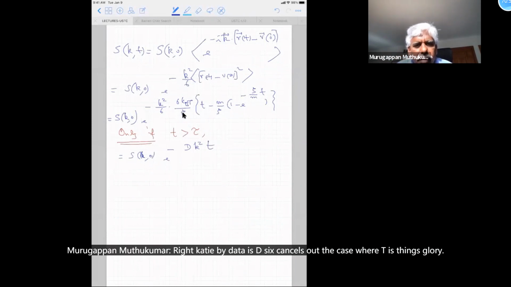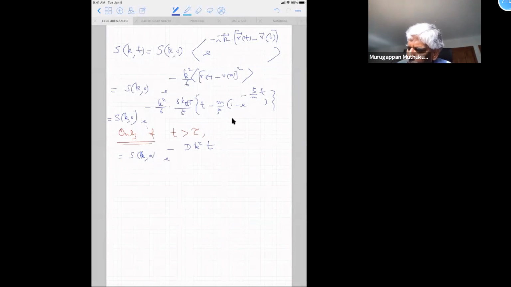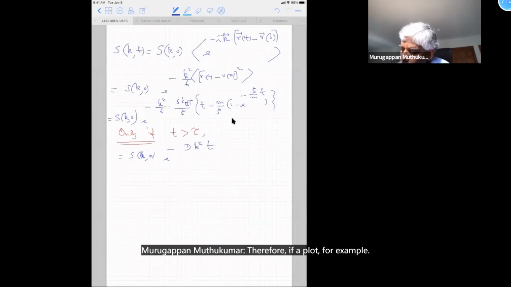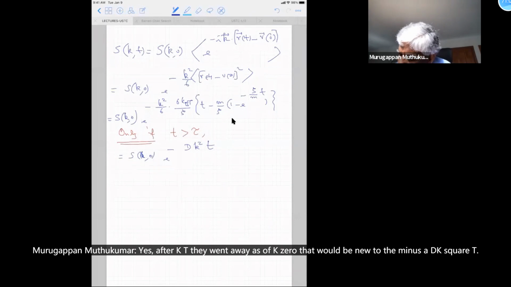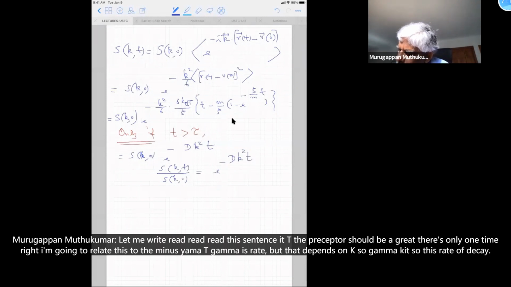Right? Kt by zeta is D, 6 cancels out, D k squared t. These things go away. Therefore, if I plot, for example, S of k,t divided by S of k,0, that would be e to the minus D k squared t. Let me rewrite this. Since it's a t, the prefactor should be a rate. That's 1 over time, right? I'm going to rewrite this to be minus gamma t. Gamma is rate, but that depends upon k. So gamma k. So this is rate of decay.